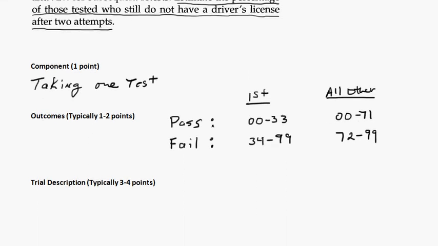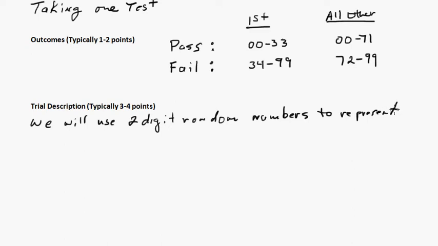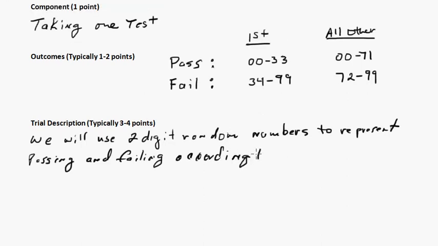Okay, so trial description is going to be pretty much the same thing. We will use 2-digit random numbers to represent passing and failing according to the assignments above.